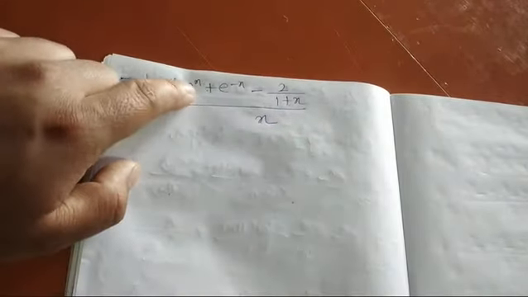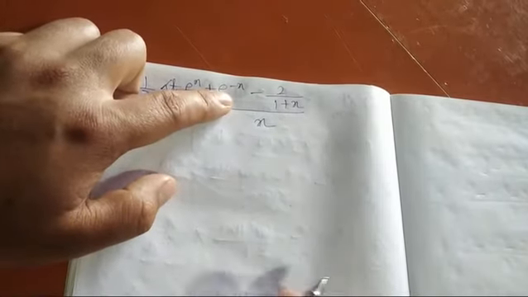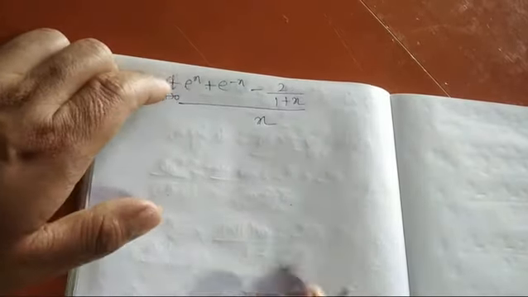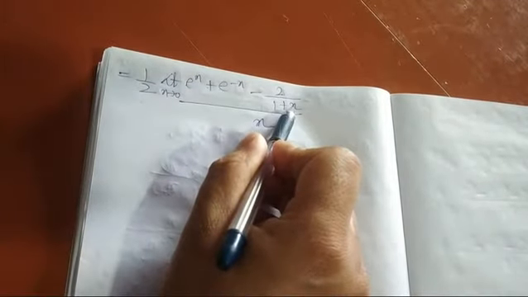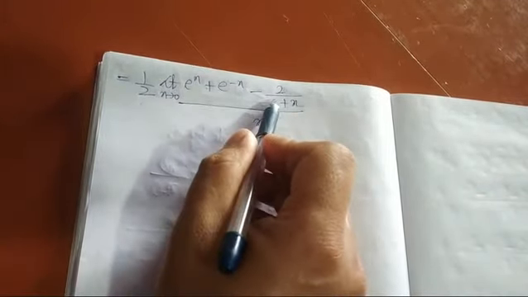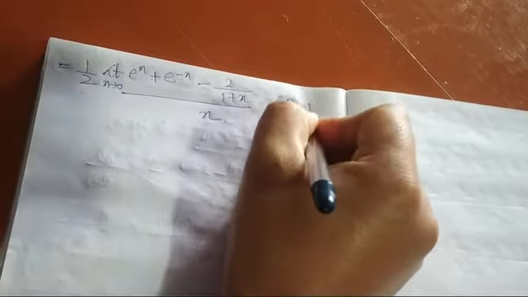Numerator: this is e to the power 0, which is 1, e to the power minus 0, 1 by e to the power 0, so that's again 1. So 1 plus 1 is 2, minus 2, and you put 0 out here in the denominator. So 2 minus 2 is 0, divided by 0, so again it is which form? 0 by 0 form. So again we take the differentiation.